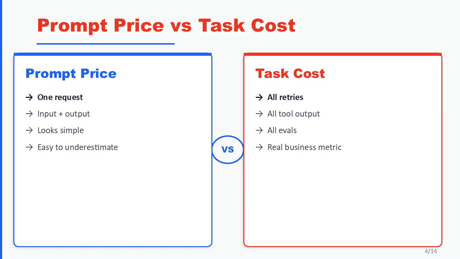Prompt price is the cost of one request. Task cost is the cost of getting useful work done. A coding agent might need planning, file search, edits, test runs, error logs, and final review. If you only track prompt price, you will miss the real budget leak. The real metric is cost per merged PR, cost per support ticket solved, or cost per successful workflow.